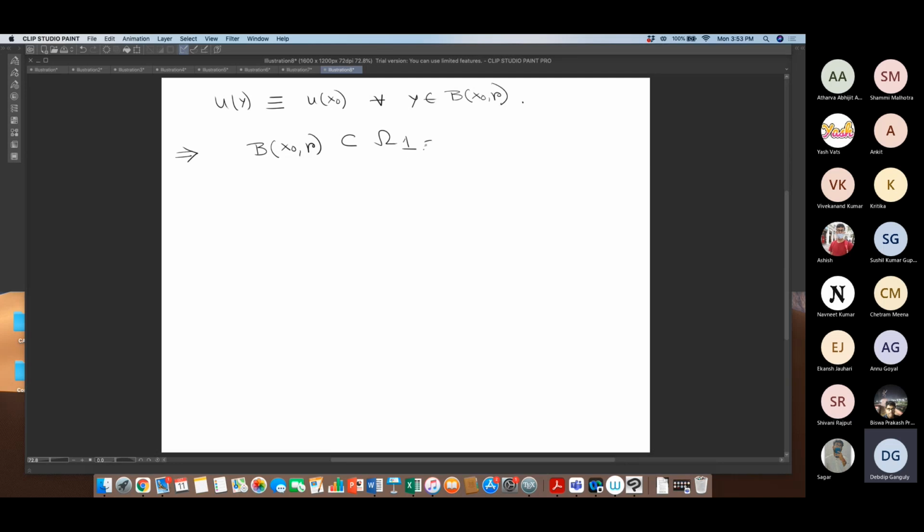Because you just remember what is omega 1? Omega 1 is the set of all x in omega such that U(x) is the maximum of U in omega. Yes. So B(x0, R), because U(y) is U(x0) for all y in B(x0, R), these imply B(x0, R) is contained in omega 1. And x0 is arbitrary. So what does this imply? What can you say about the omega 1 set? Can anyone tell me? What can we say about the set? Yes, omega 1 is an open set.